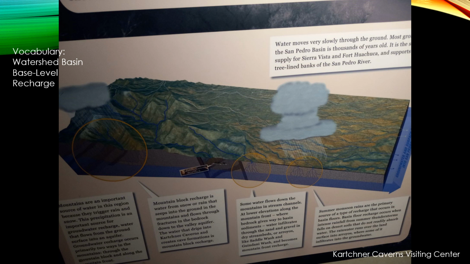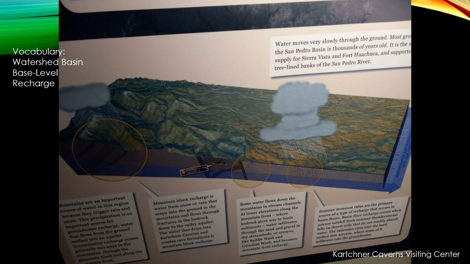When it rains on the land, it either is going to drain out through rivers, as you can see in this picture, or it's going to get into the ground and move as groundwater. Now, this little area right here in the middle is supposed to be Kartchner Caverns. It's at the base of the San Pedro Mountains.